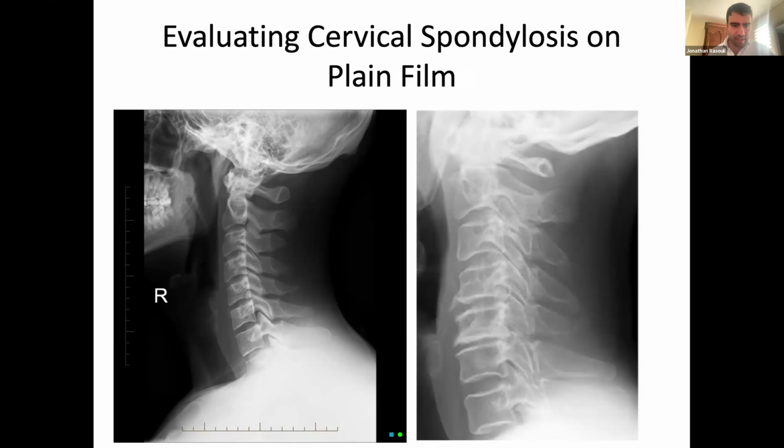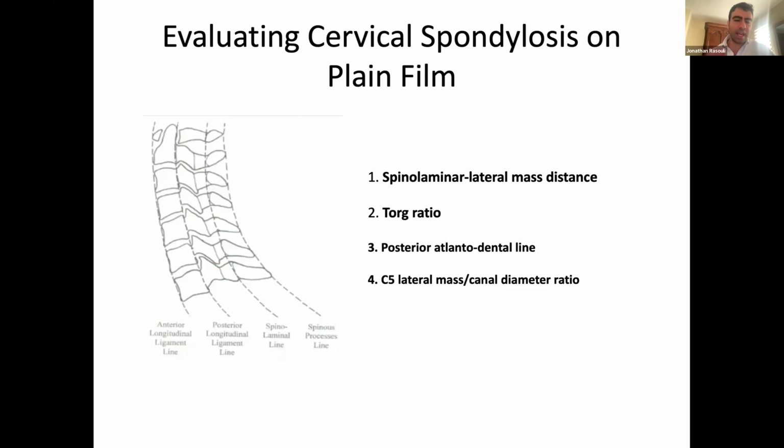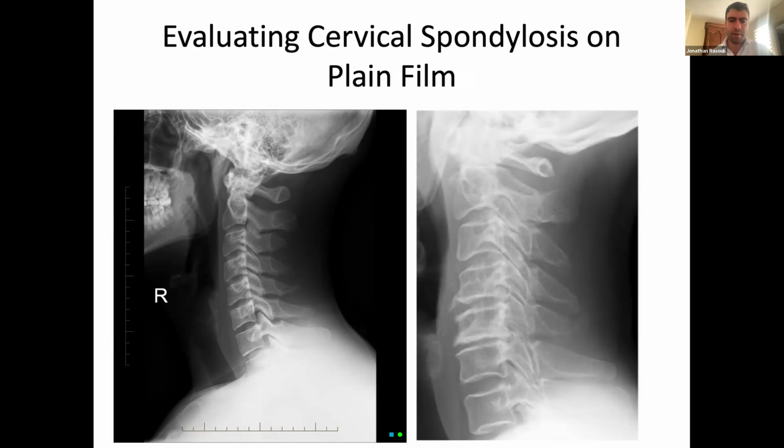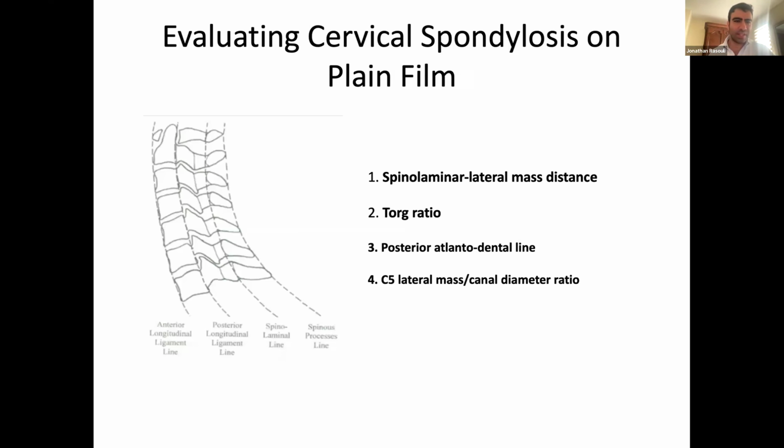When we look at this, sometimes all you need is a plain film to diagnose cervical spondylosis. You can see on the left, this is a perfect X-ray, right? On the right, there's kyphosis, there's loss of disc space height, there's disc osteophytes, the list goes on and on and on. And one of the things we can do to look at cervical spondylosis on a plain film, I remember my attendings would ask me this, is you look at certain things.